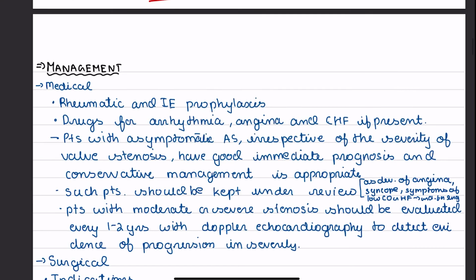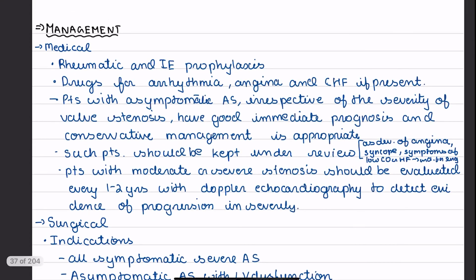Okay, so now going on to the management. It can be classified into medical and surgical management. Basically, we can categorize patients into symptomatic and asymptomatic aortic stenosis. That is, those who are developing or showing symptoms, and those who don't have symptoms. So general medical treatment includes rheumatic and infective endocarditis prophylaxis, and if there are any complications like arrhythmia, angina, or CHF, we should treat them with drugs.